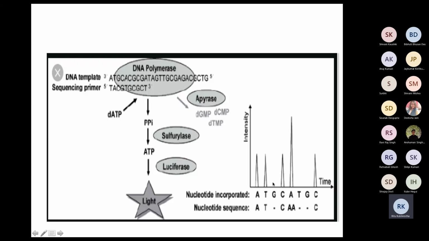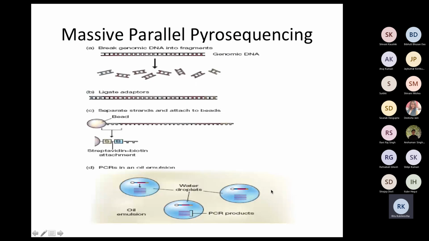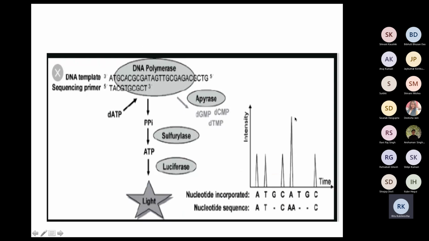Because in this case, let's say I added dATP, so the signal came, but after that there is also ATP, so it quickly got incorporated, then again the next one got incorporated. So it means it's getting incorporated in quick succession, and what I get is a cumulative chemiluminescence peak. So unlike in the case of Sanger sequencing, here it is the height of the peak which will tell me how many nucleotides are there. Okay.